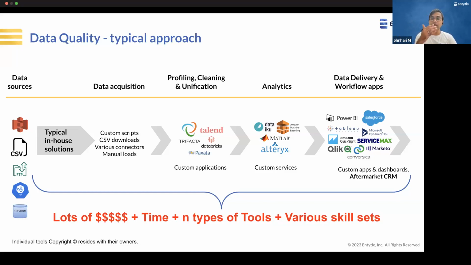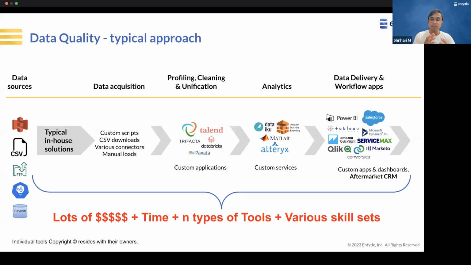And the logos and the companies that you see here are not really install base specialists. Trifacta is a data wrangler. Talend is a data stewardship platform. AWS and Azure have a wide range of services. So this is where the differentiation factor with Entytle comes into the picture.